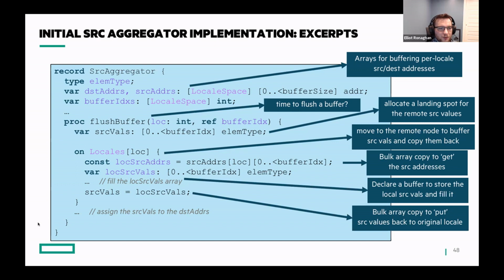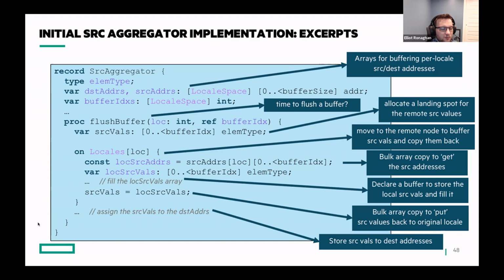locale. So this is pretty similar to the bulk communication idiom we saw before. The main difference is that we're building up these buffers automatically for the user instead of requiring them to do any of that work themselves. And then it's using the same language concepts that we saw before. So the array assignment, the on statements to migrate execution. And then after all of this is done, once the on statement is done, we're going to store the source values in the original destination addresses that we had buffered.